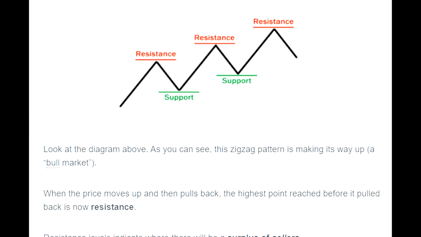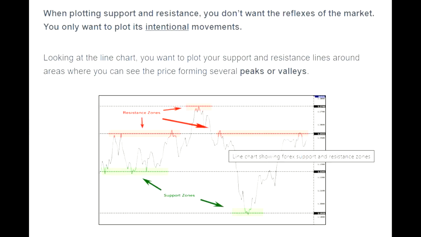So here, when plotting support and resistance, you don't want the reflexes of the market. The reflexes are the little movements, because the time frames are divided into 15 minutes, 30 minutes, 1 hour, 4 hours, 1 day, 1 month. So you will not go into maybe 15 minutes and take your resistance level or your support level from there. No, those are just little market reflexes or market noises. That's how it's called. Those are little movements that do not really make any difference.